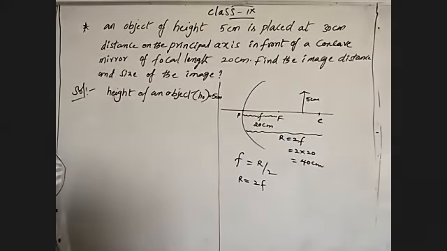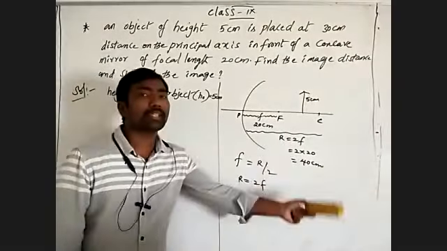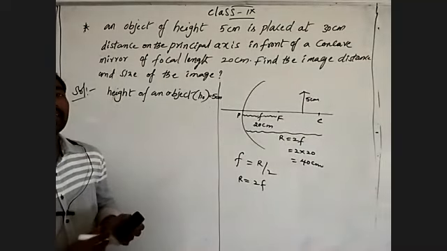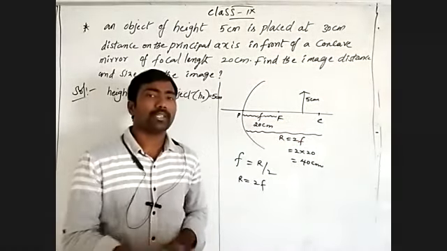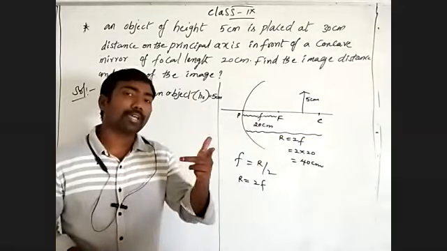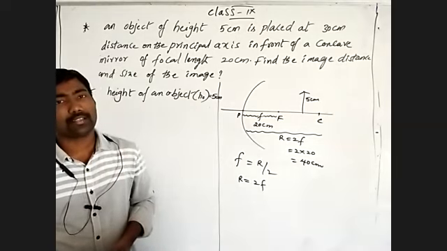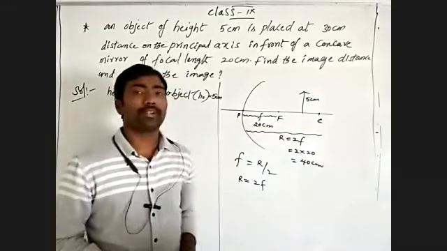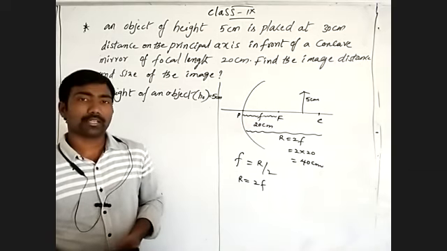Already we observed where the object is placed and where the image is formed. If an object is placed between focus and center of curvature, where should the image form? Do you have an idea? We already finished this in our last classes. The image should be beyond the center of curvature.